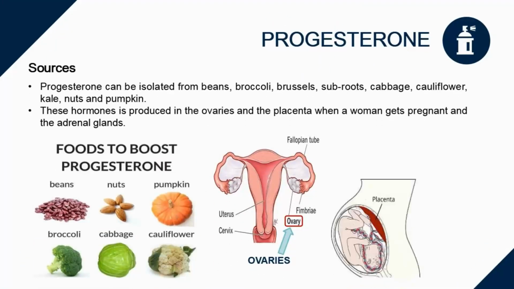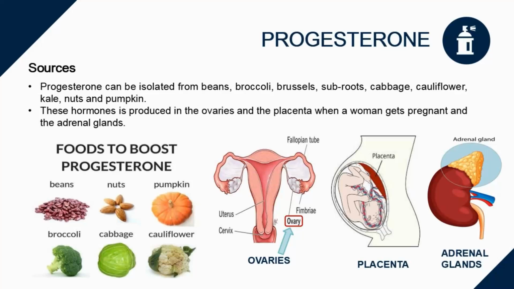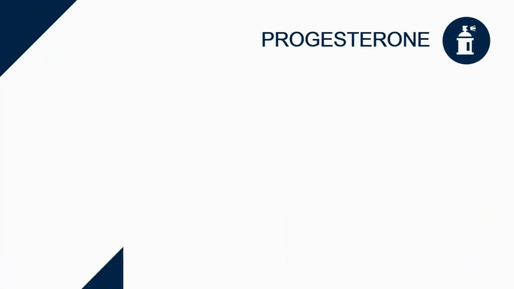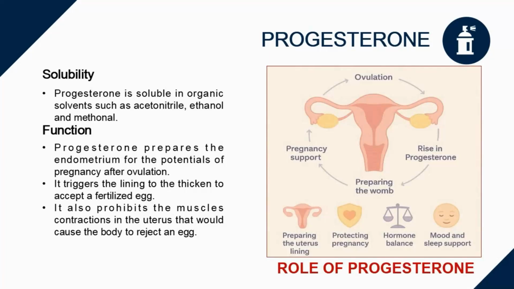Let's see the sources of this molecule. Progesterone can be isolated from beans, broccoli, Brussels sprouts, cabbage, cauliflower, kale, nuts, and pumpkin. This hormone is produced in the ovaries and the placenta when a woman gets pregnant, and in the adrenal glands. Progesterone is soluble in organic solvents such as acetonitrile, ethanol, and methanol.